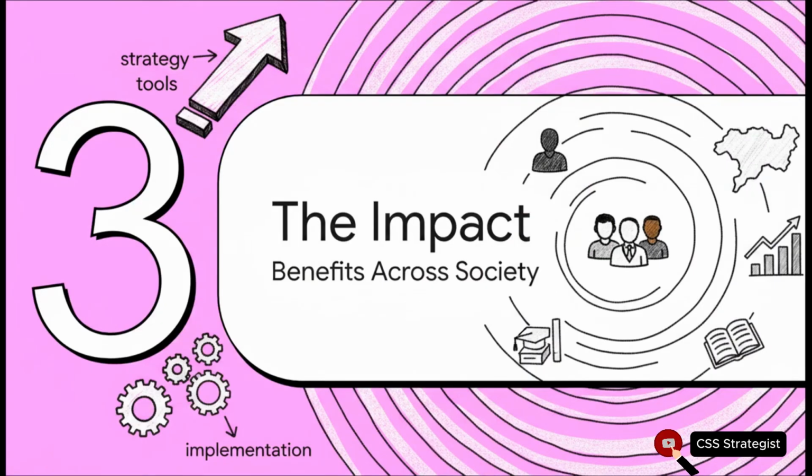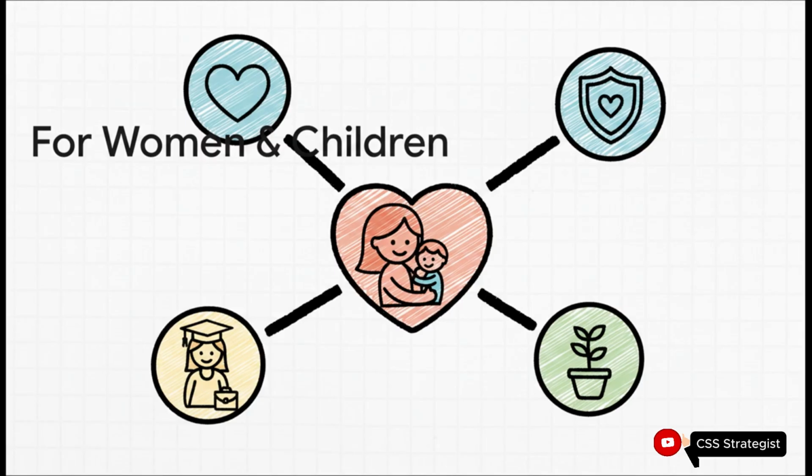So, we've got the strategy and we've got the tools. But what's the payoff? What actually happens when these things are implemented successfully? Let's follow the benefits as they ripple out across society, starting from the individual and moving all the way up to the nation. The impact starts right at the heart of it all, with mothers and children. When family planning works, it directly cuts down on maternal and infant deaths by allowing healthier spacing between kids. And crucially, it empowers women. It gives them control, which then opens up all these other doors to education and jobs.